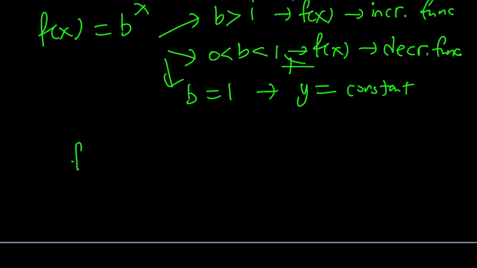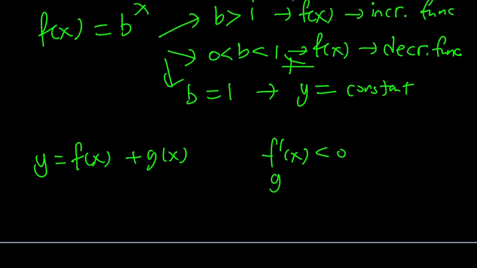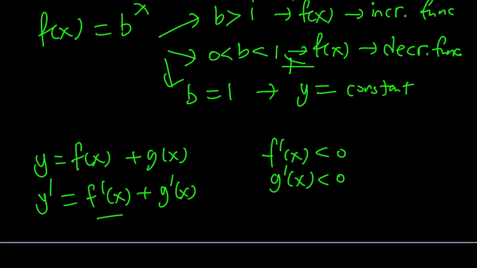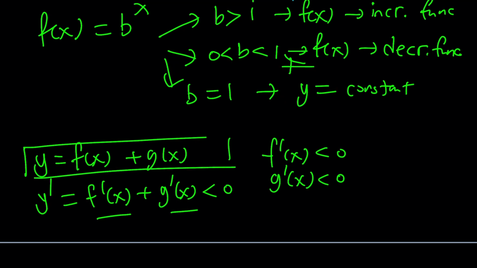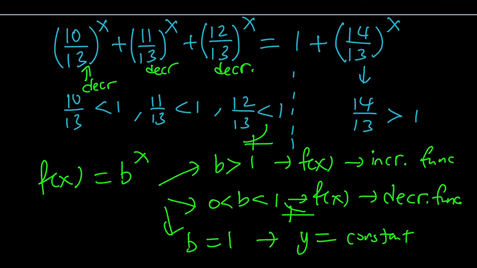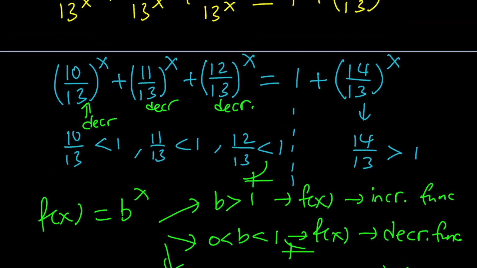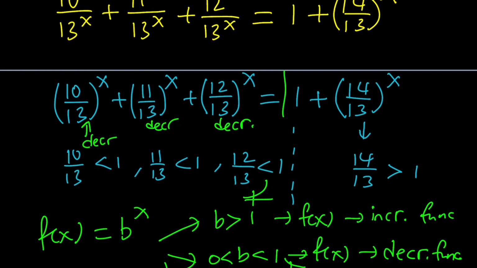If you have something like y equals f of x plus g of x, suppose f of x and g of x are both decreasing, which means their derivatives are both less than 0. That's what decreasing means, right? On an interval. So when you differentiate a sum, you basically differentiate each term in the sum. So if these are both negative, their sum is also going to be negative, which indicates that the sum will also be a decreasing function. Make sense? In other words, the left-hand side is a decreasing function, while the right-hand side is an increasing function.